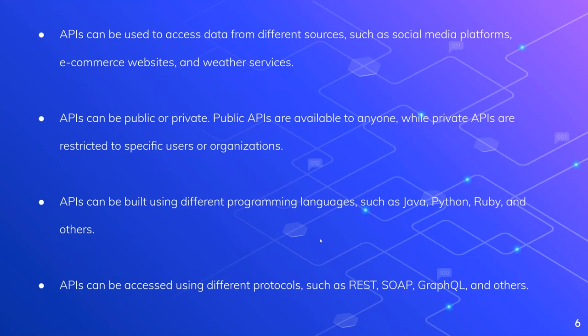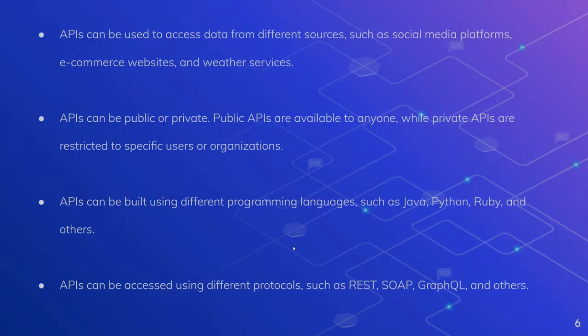However, with the increasing reliance on APIs, security has become a paramount concern. APIs can be vulnerable to various security risks, such as unauthorized access, injection attacks, data breaches, and denial of service attacks. These attacks are common on APIs. To ensure the security of APIs, it is crucial to follow best practices and employ robust security measures. APIs can be built using different programming languages, like Java, Python, Ruby, and others. Yeah, this is our introduction about API.